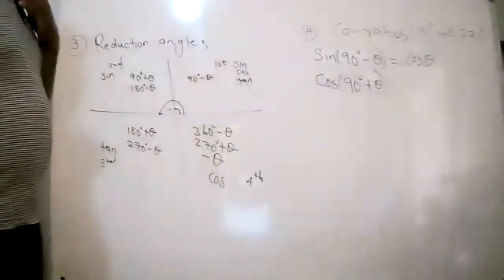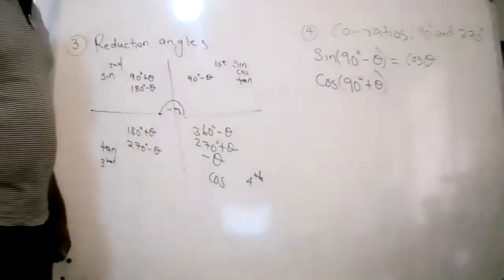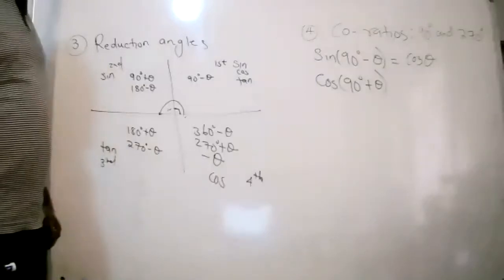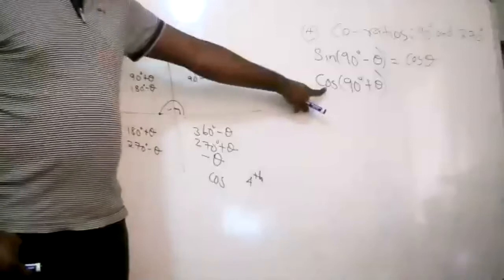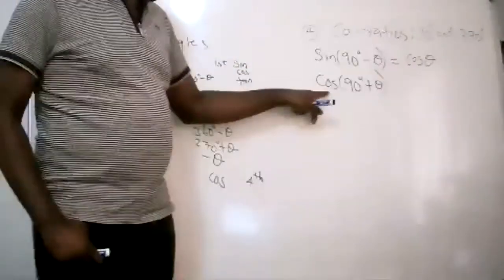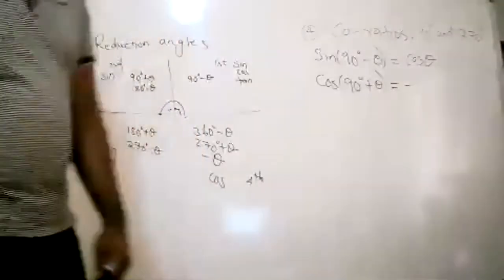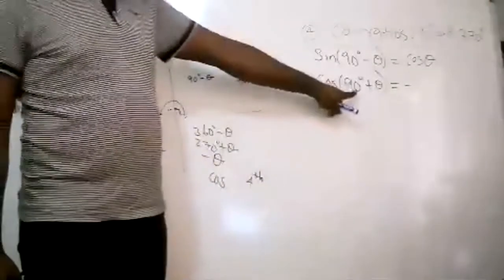Second quadrant. On the second quadrant, which trig ratio is positive? Sine. Do we have sine here? We don't have sine. So that means the answer we're going to obtain is negative. And then we check which angle do we have here.